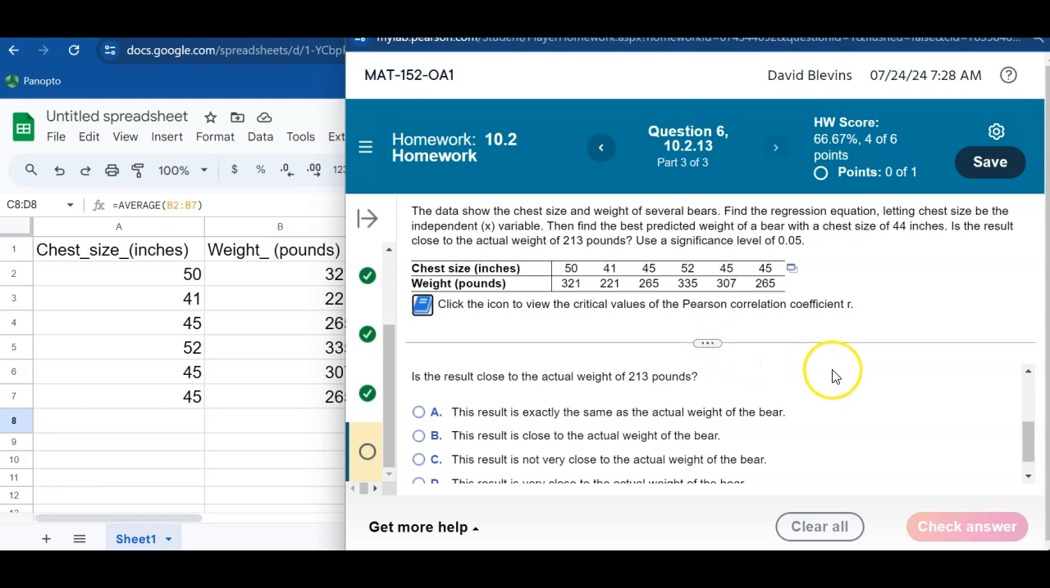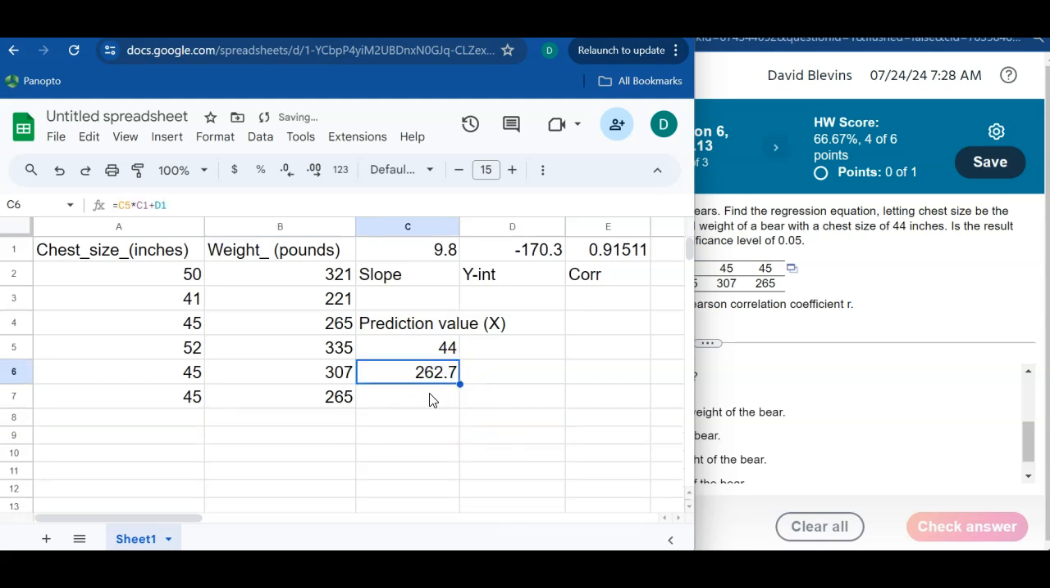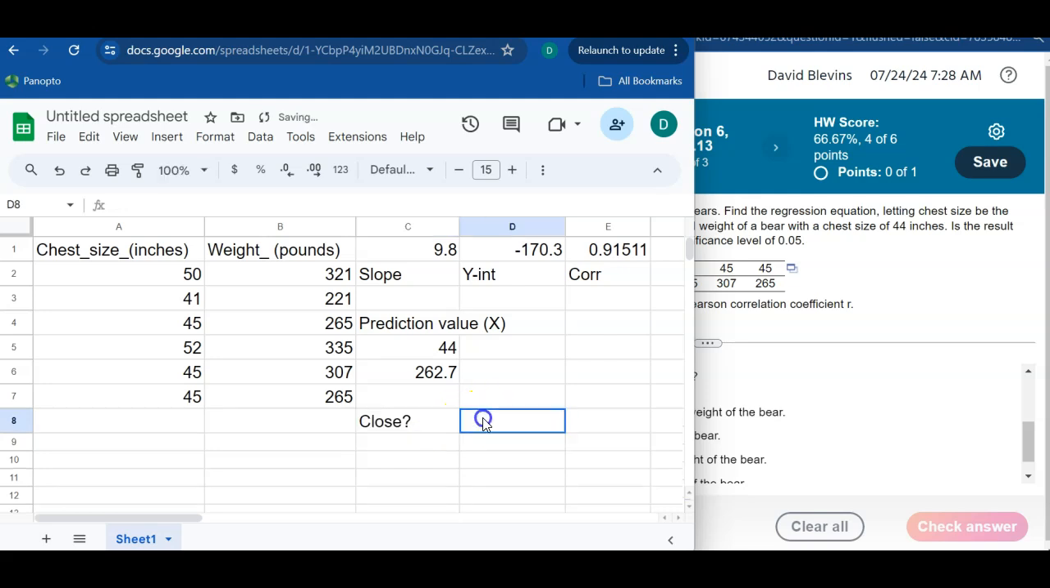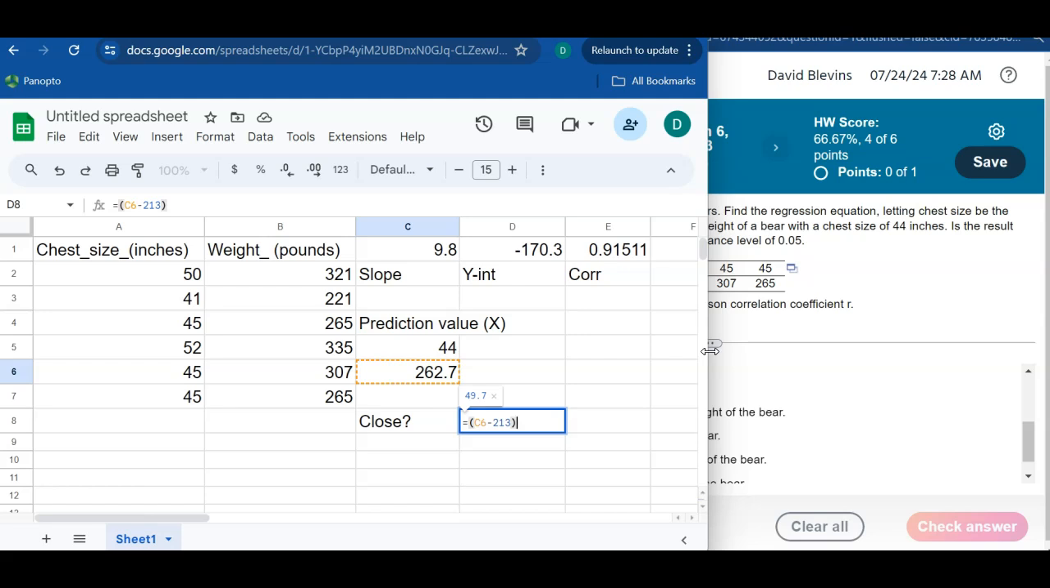All right, now the next question is asking, is it close? That's that 5% threshold we talked about. So we're going to take this predicted value. Is it close? We're going to take the predicted value, subtract the actual value, which is this 213 pounds, and divide by the actual value. Always divide by the actual number, and then times 100. You don't have to put this in your sheet, but that's the calculation we're doing. If that's less than 5%, then it's close. It's not less than 5%.